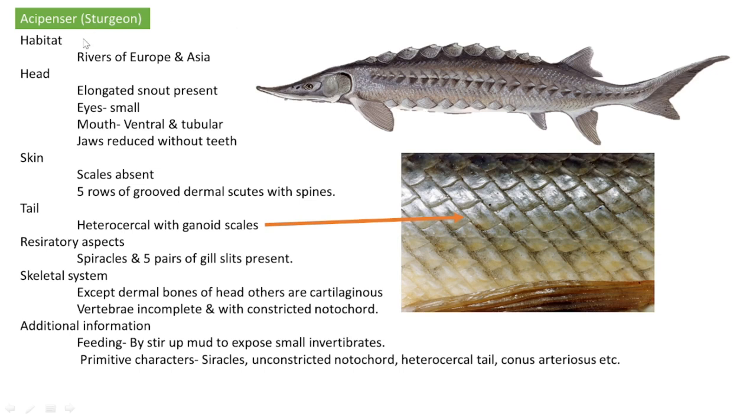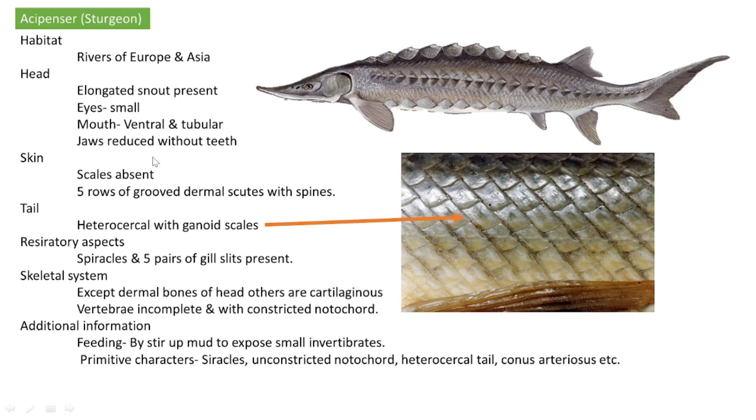This is the Acipenser fish habitat. It is found in the rivers of Europe and Asia. Regarding the head, it is elongated, having an elongated snout. Here, eyes are small and mouth is ventral. It is present on its ventral side, and it is also a tubular mouth.